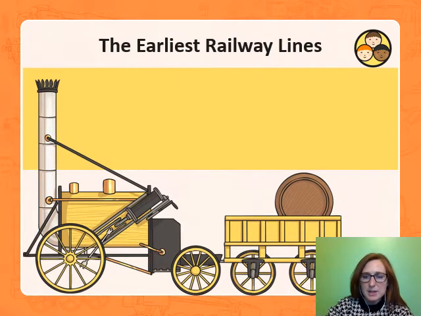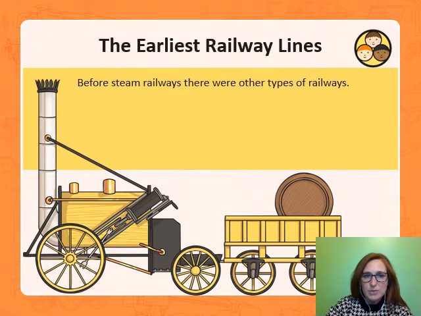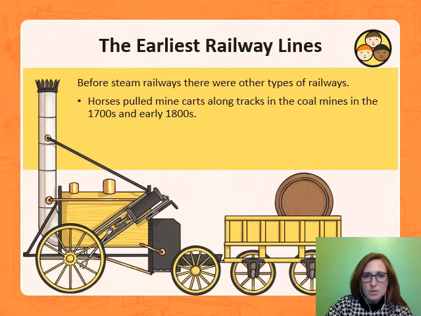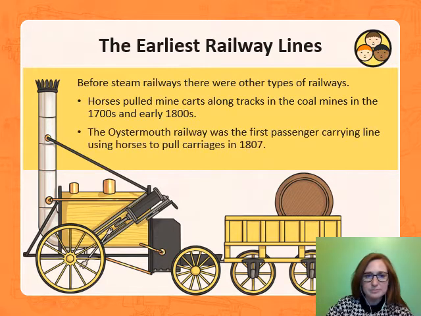The earliest railways: we need to go back in time a little bit before steam engines. Before steam railways, there were other types of railways. Horses pulled mine carts along tracks in coal mines in the 1700s and early 1800s. These weren't powered by anything other than a horse, but there would have been tracks down there and some wagons that fit onto the tracks, and the horses could just pull them from one end to the other.